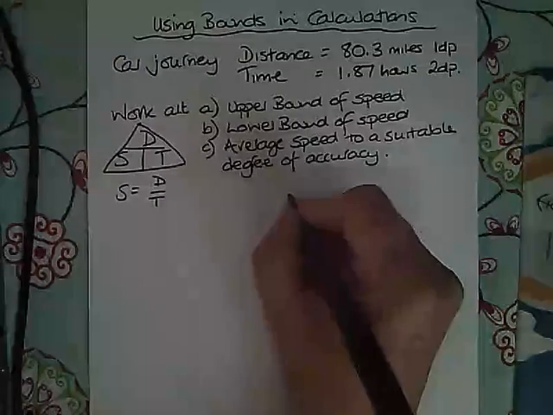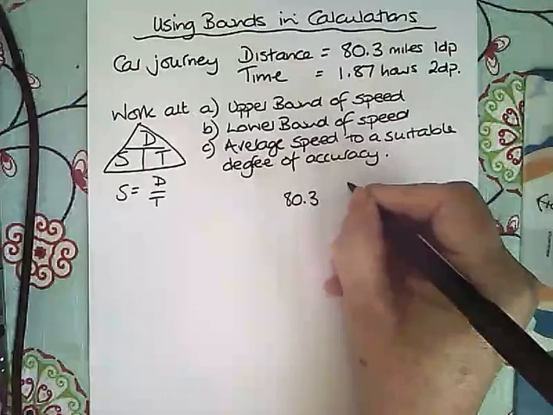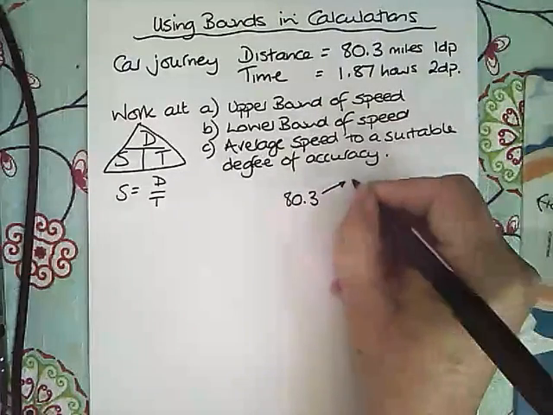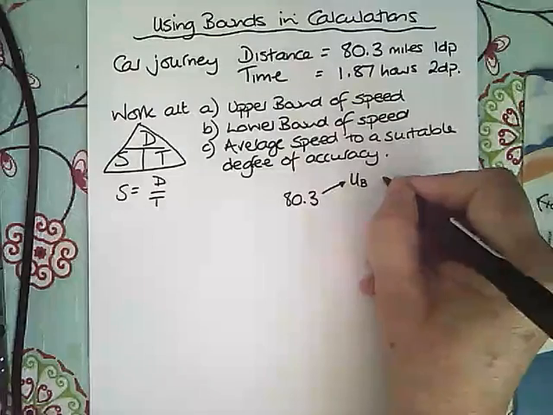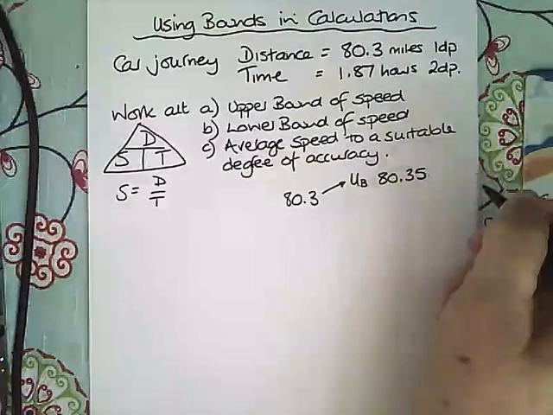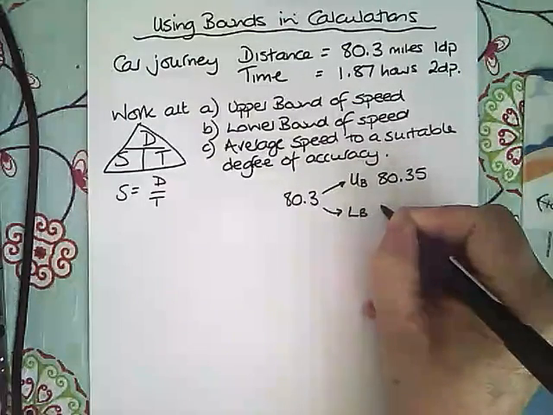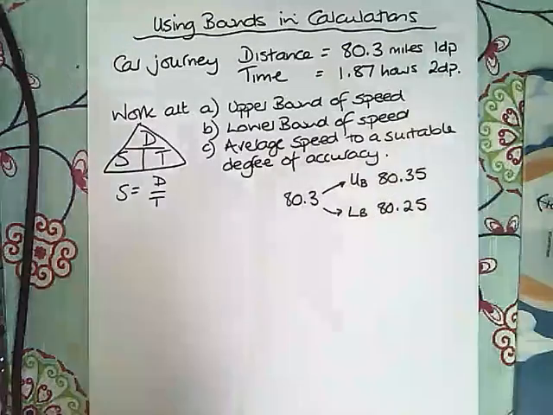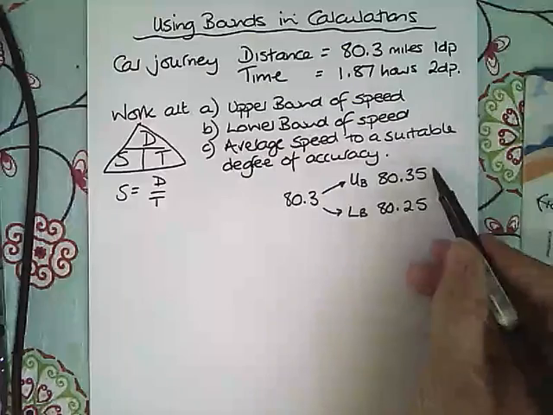Now we need to use bounds for this, and we're going to start off with our distance. We have 80.3. Remember, we're going up half a unit and down half a unit, and we're to one decimal place. So our upper bound for our distance is going to be 80.35. That's up half a unit. Our lower bound for the distance is going to be 80.25, because 80.3 lies right in the middle of those two numbers.